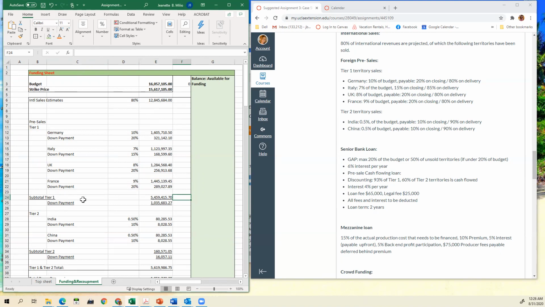Now these territories, Germany, Italy, UK, and France, are called Tier 1 territory.